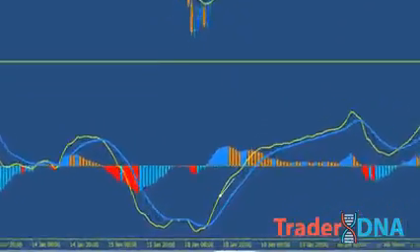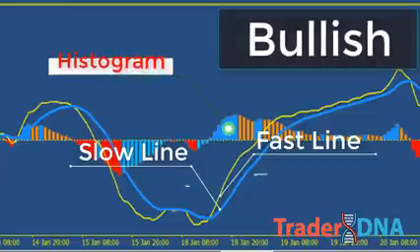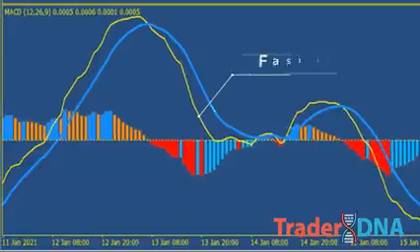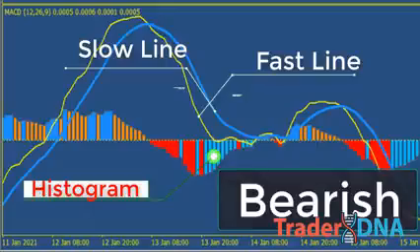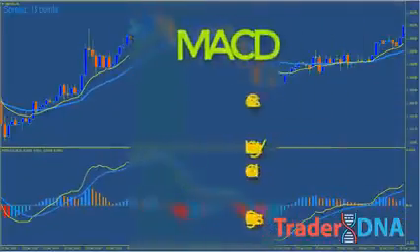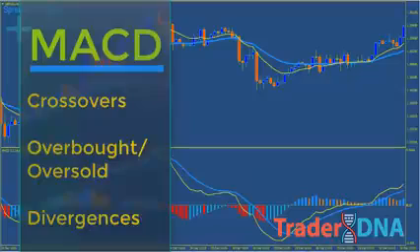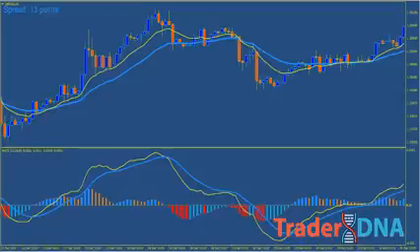If the fast line is above the slow line, the MACD histogram is positive and plotted above the zero line, suggesting a bullish bias. On the other hand, if the fast line is below the slow line, the MACD histogram is negative and plotted below the zero line, indicating a bearish momentum. In general, MACD indicators are used in one of three ways: crossovers, overbought-oversold conditions, or divergences. The MACD is seen as an effective indicator, especially in trending markets.